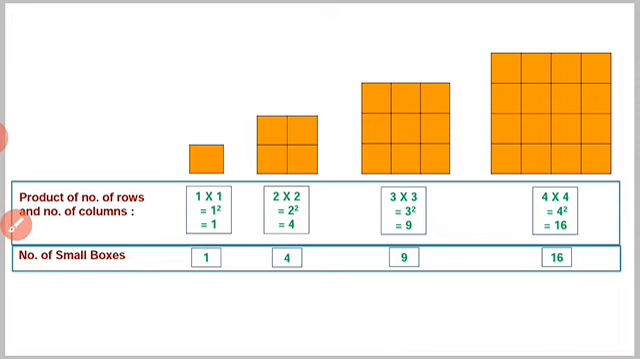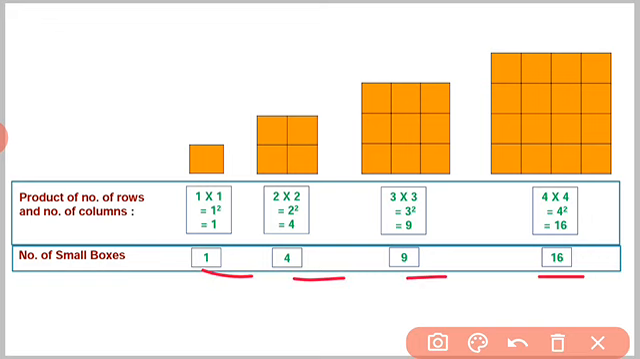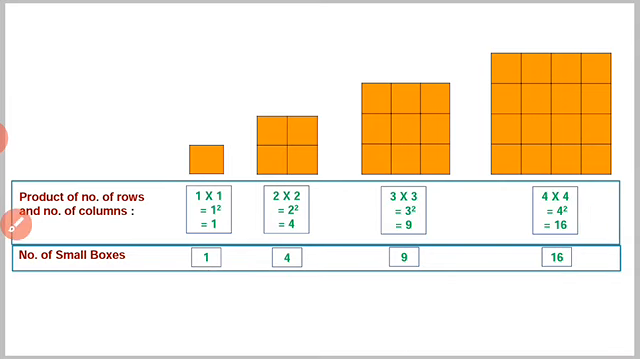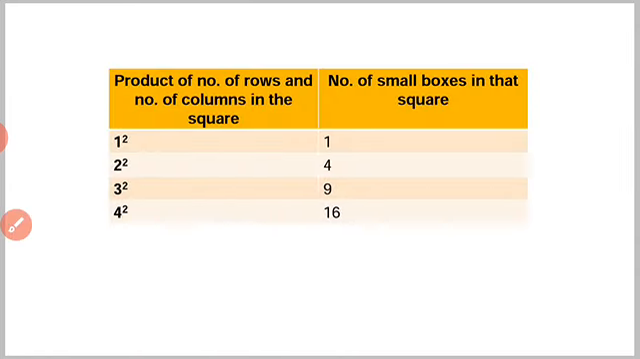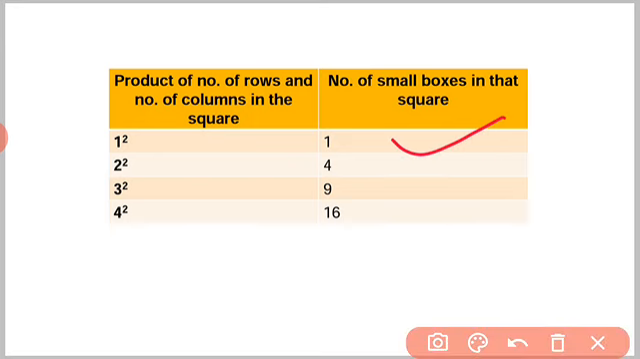So we can see that when we counted the number of small boxes in each square, it came out to be 1, 4, 9, 16, which is equal to the product of the number of rows and the number of columns. So we can say, in order to find the number of small boxes, we should multiply the number of rows and the number of columns in each square. So this is the table for this.